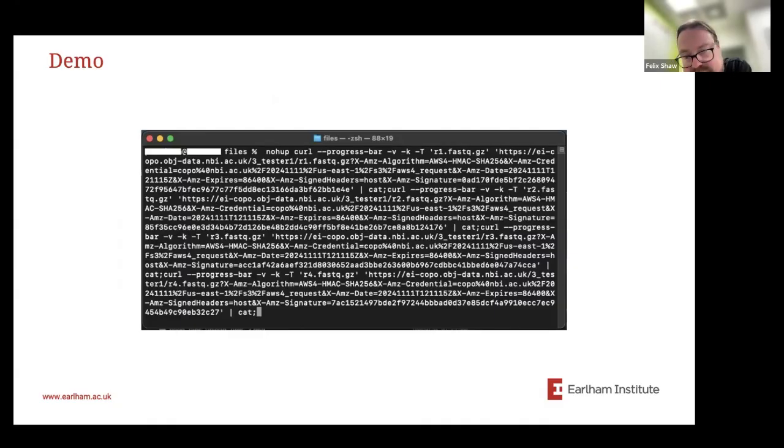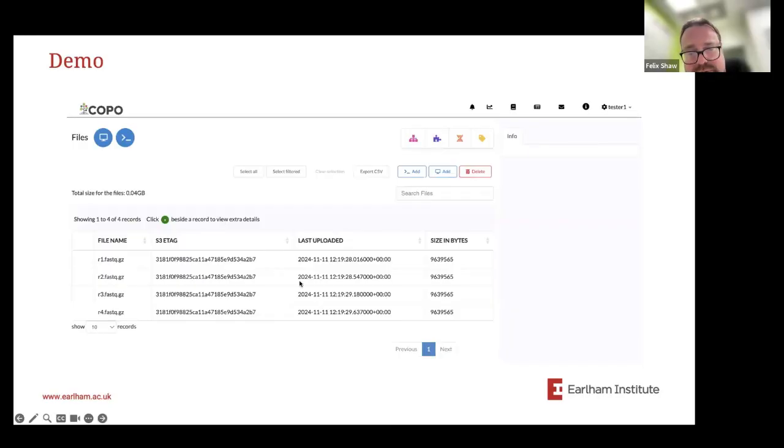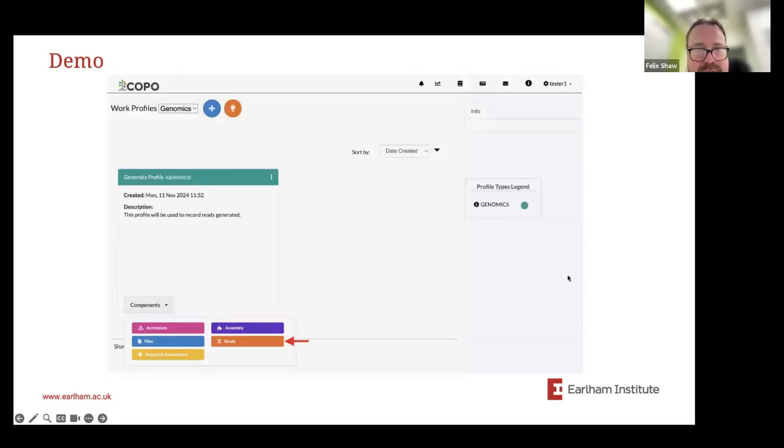And then there's either a long or a short wait, depending on how large your files are. And it transfers the files through to the Copo VMs. And then you'd see them here, right? So these are obviously quite small. So you have the file name, when it was uploaded, and its size. Okay. So now we need to actually apply the metadata to that data.